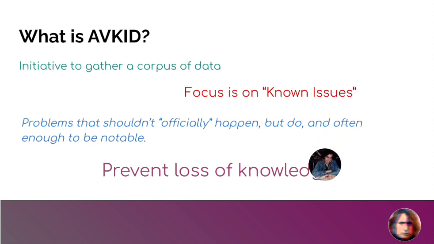We had to decide what the scope of a known issue was. I'd say the working definition is something like problems that shouldn't officially happen, but do, and often enough to be notable. These are things that represent original manufacturer's lack of foresight, part scarcity, firmware problems, and equipment issues that don't show up in manuals or official documentation.